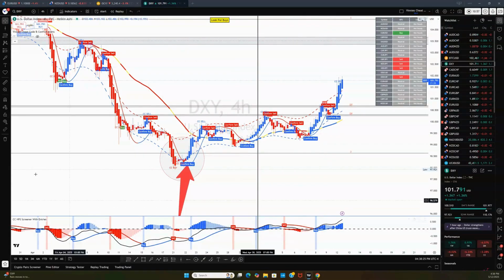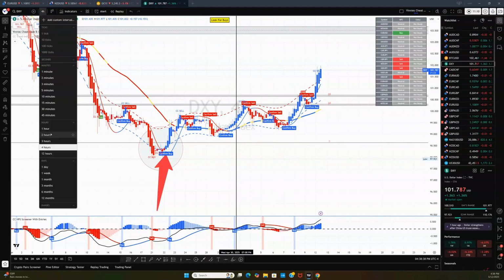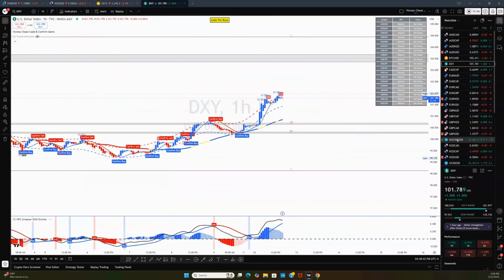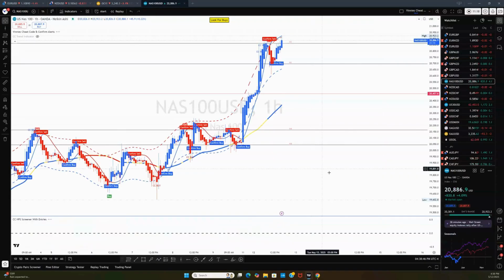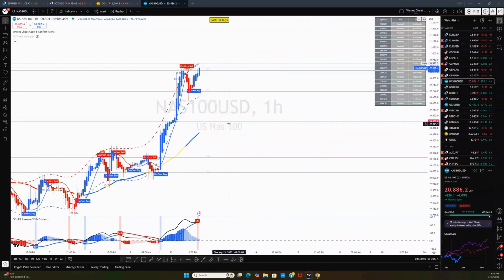Okay, so with this system, I found that using Heikin Ashi candles for swing trading, for day trading, also for scalping, is going to be best. Okay, so let's go to NASDAQ real quick. NASDAQ, 1 hour time frame. Let's take a look at today. Today is May 12th. Okay, we had a trade today.